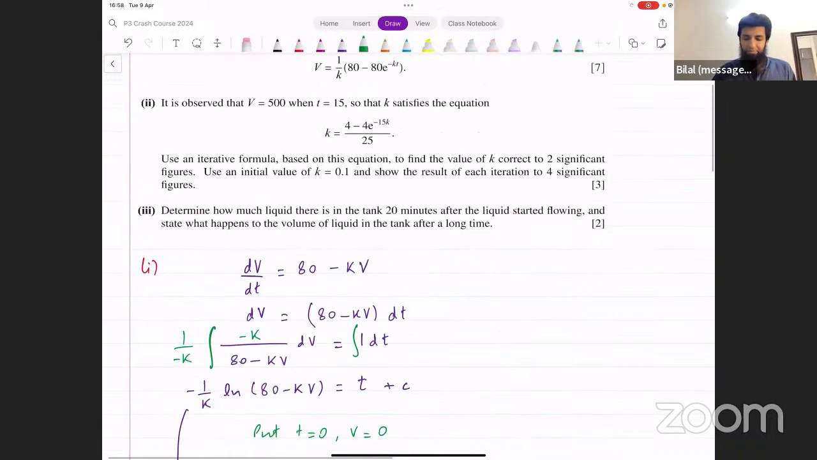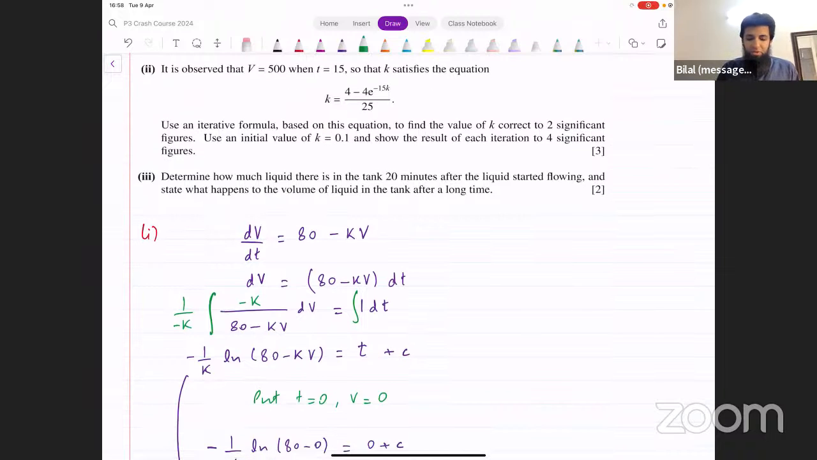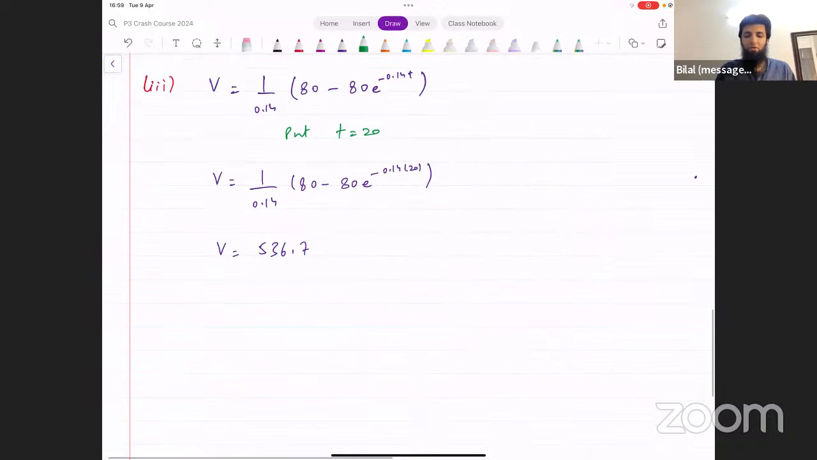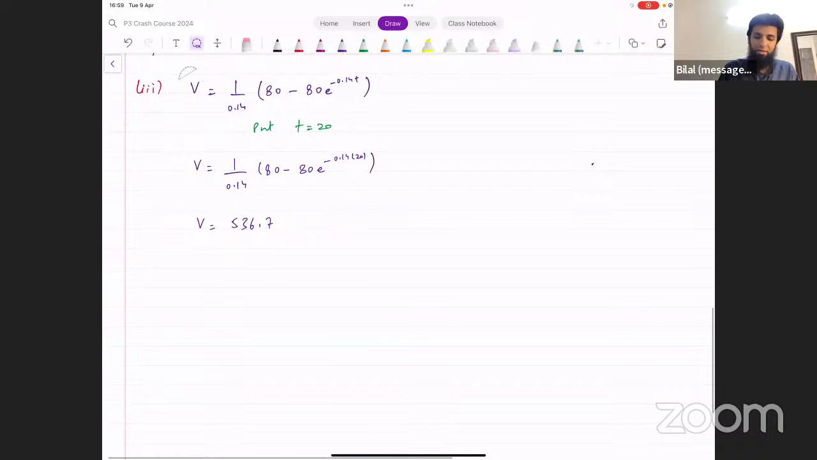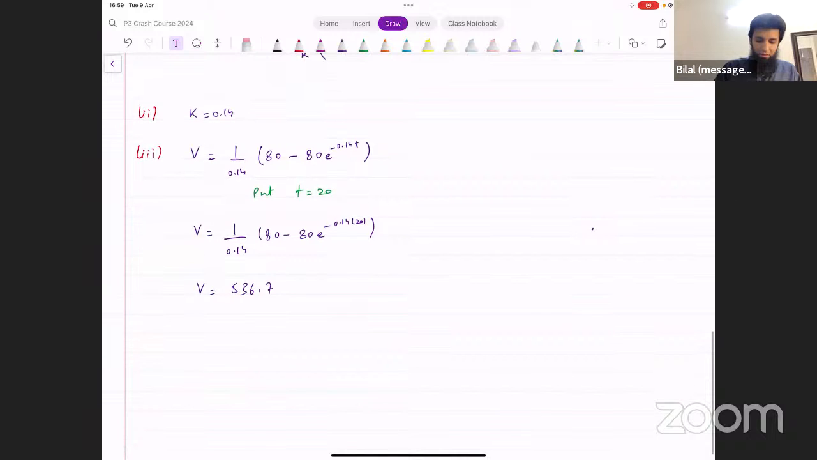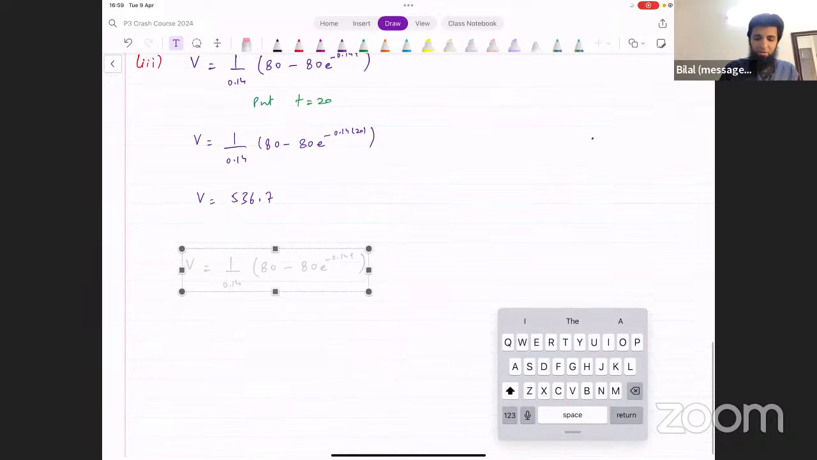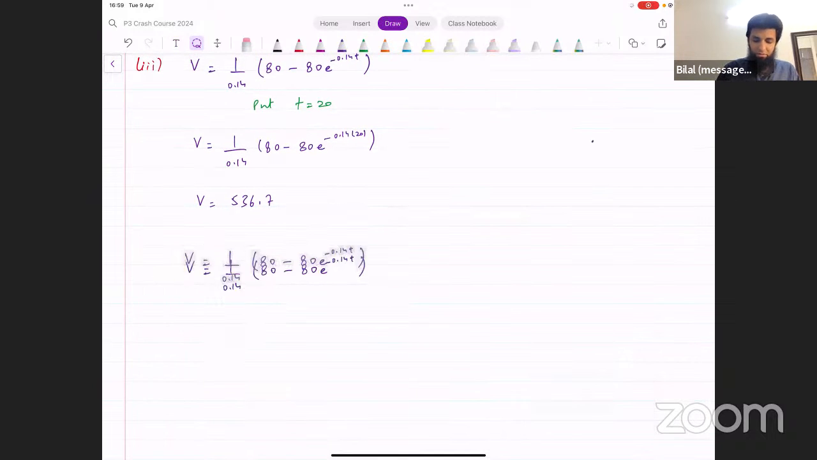But then it says, state what happens to the volume of liquid in the tank after a long time. Again, that means the same thing. After a long time means as t goes to infinity. Okay, long time means very long time, right? When t goes to infinity, what happens to the volume? Now, let's think about that. What happens to the volume as t becomes very large?